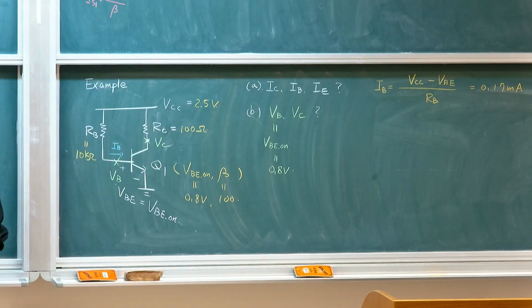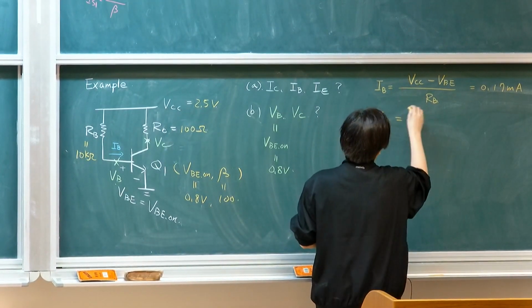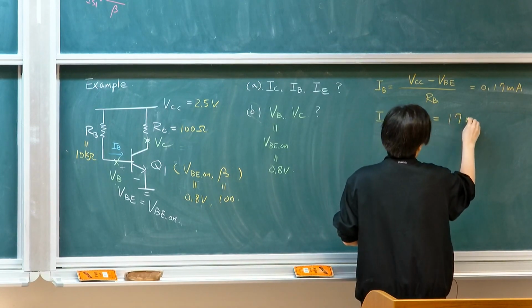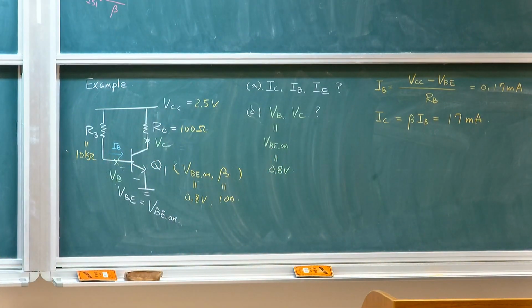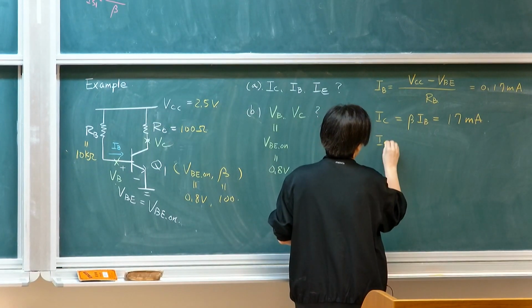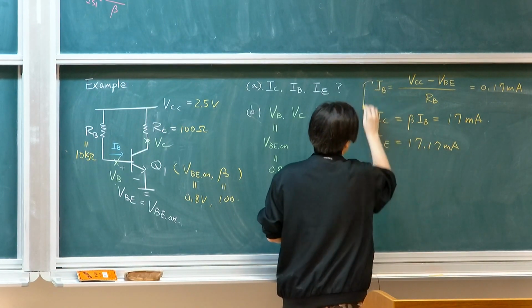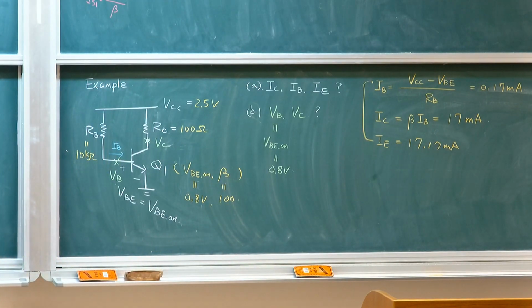So once you know your base current, then collector current is simple. Collector current is beta times IB, which would then be 17 milliamp. This is fairly high. It's on the higher end of current level. So then you can also do the same thing. Your emitter current will then be 17.17 milliamp. So these are basically linked by this current relationship among the three.